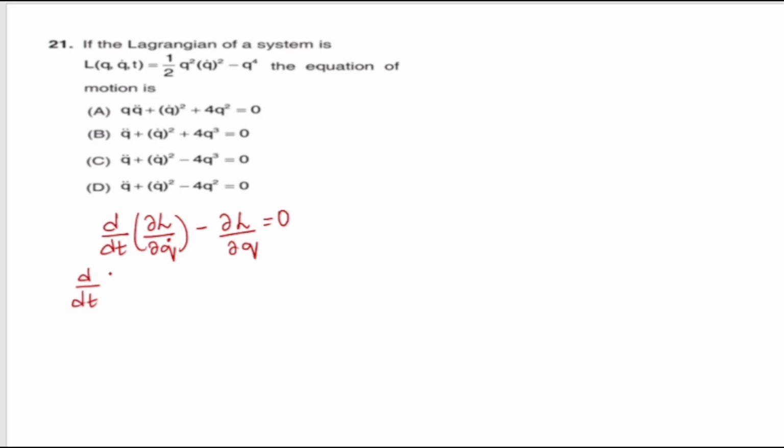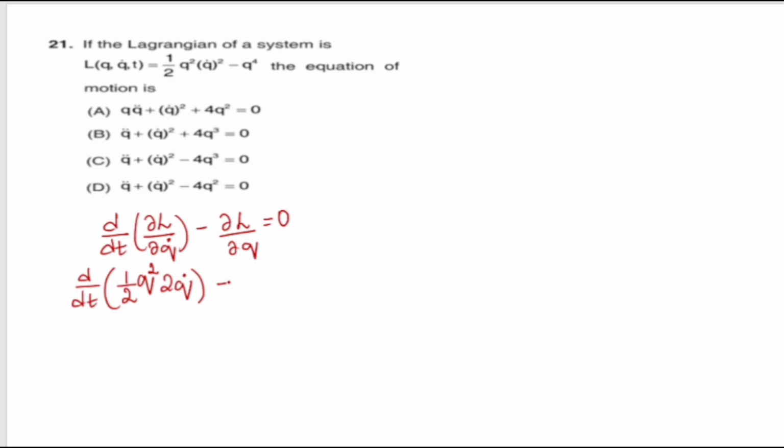and we need to do the partial derivative with respect to q dot. So it will be half of q square times q dot square. If we do the partial derivative, it will be 2q dot. Minus q to the power of 4, it is not depending on q dot, so it is considered to be constant, and its derivative is 0.